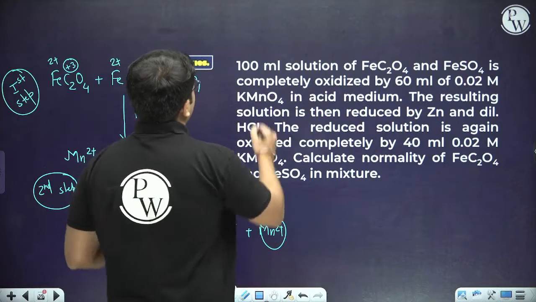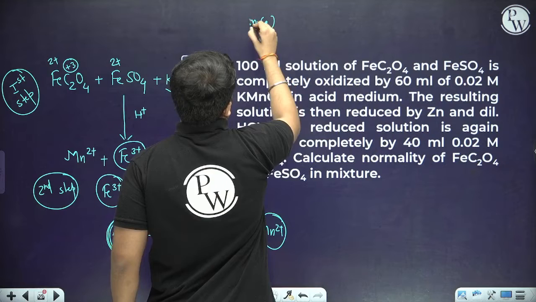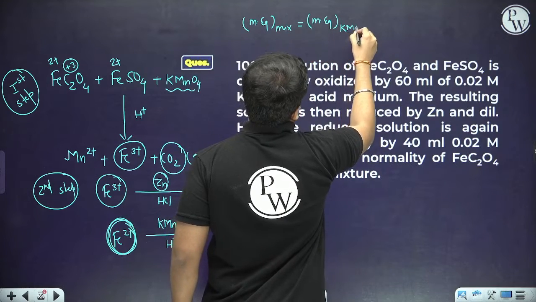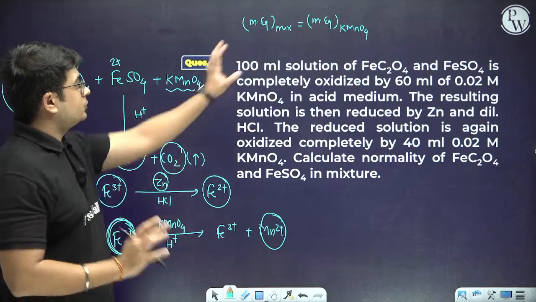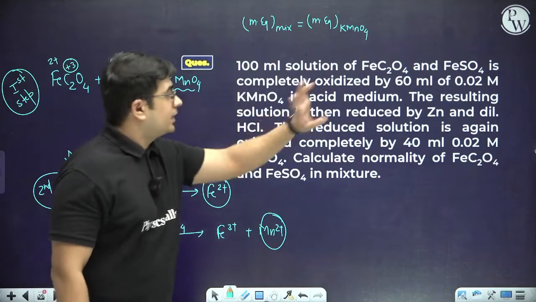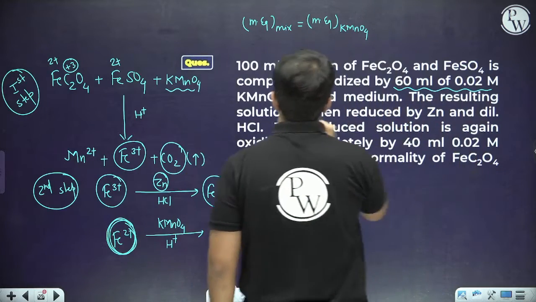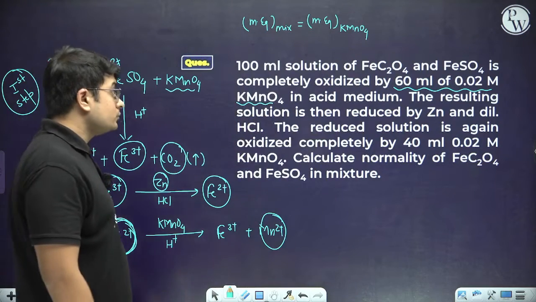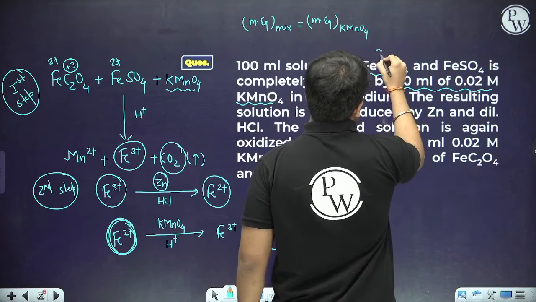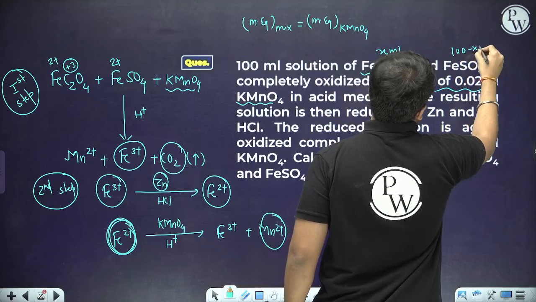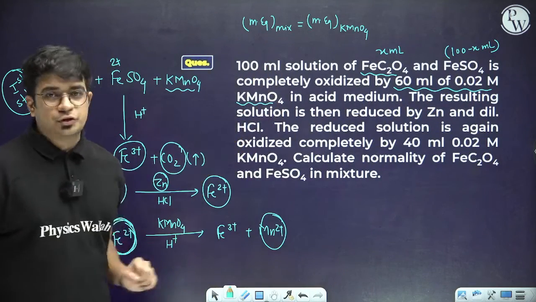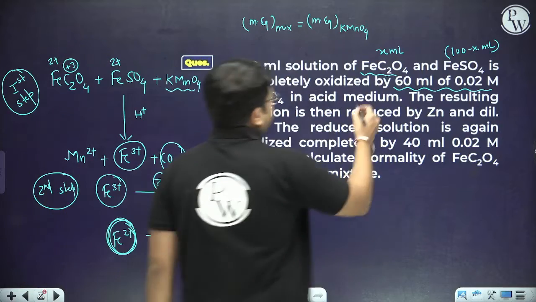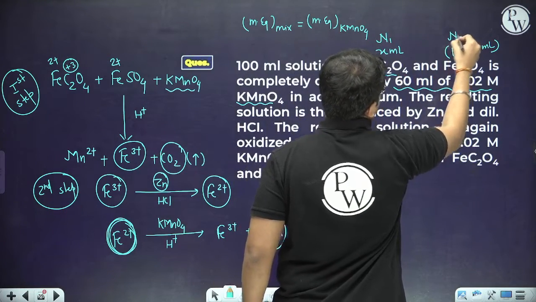So you can say that the milli equivalents of the entire mixture in the first step will be equal to the milli equivalents of KMnO4. Can you say that in the first step? Definitely that is true. We don't know the milli equivalents of the mixture, but we know the KMnO4 data: 60 ml of 0.02 molar KMnO4. Let's say this part is present as x ml. This will be 100 minus x ml, because the entire solution is 100 ml only. We don't know the normality, so let's say in this case it is N1, and in this case it is N2.